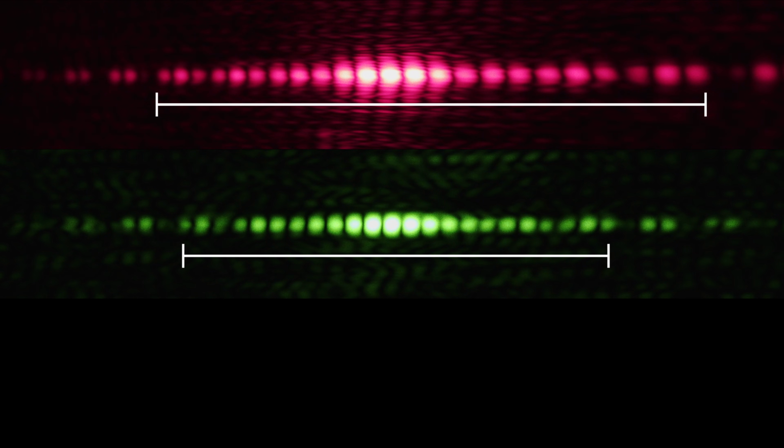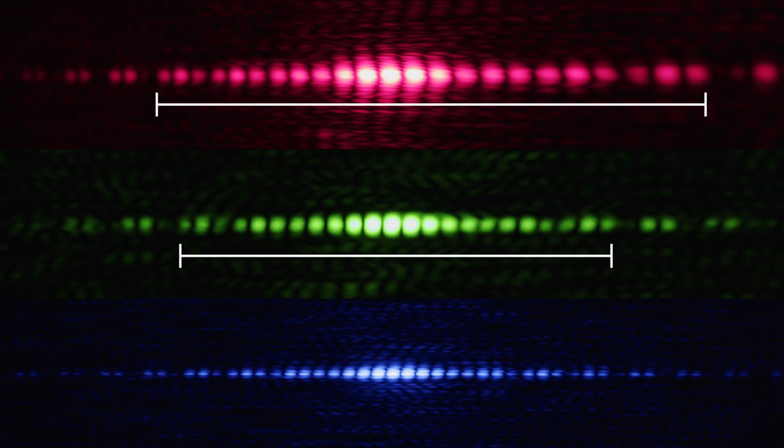We can change the energy of our photons by using laser beams of different colours. Red light corresponds to photons with the lowest energy in the visible spectrum, and we see that the beam is diffracted quite a lot. Green light is made out of photons with a bit more energy, and the beam is diffracted a bit less. And blue light, with photons with the most energy in the visible spectrum, is diffracted the least.